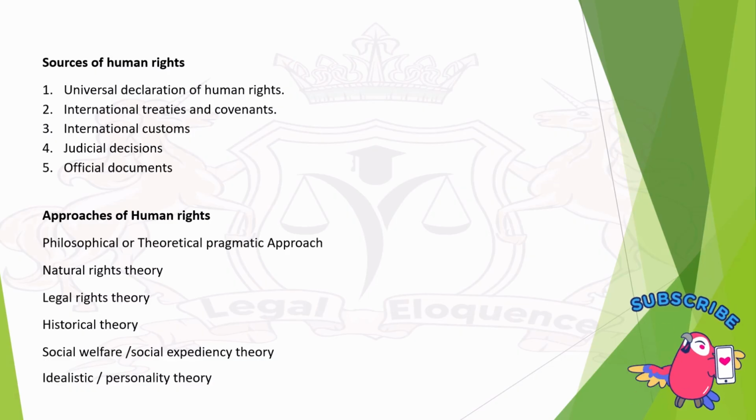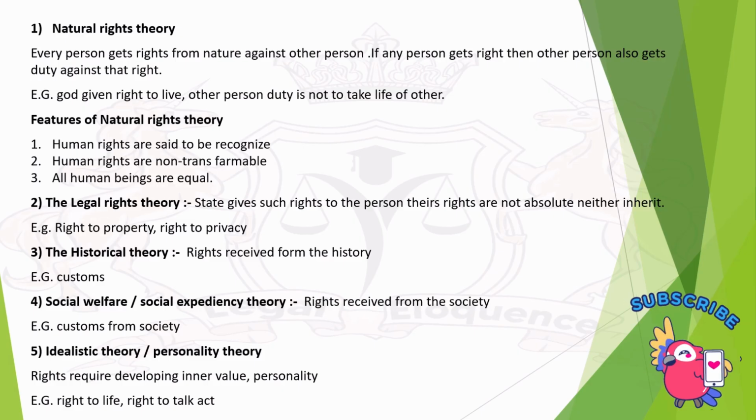Approaches of human rights: philosophical or theoretical approach, pragmatic approach, natural rights theory, legal rights theory, historical theory, social welfare or social expediency theory, idealistic or personality theory. Now let's see one by one.